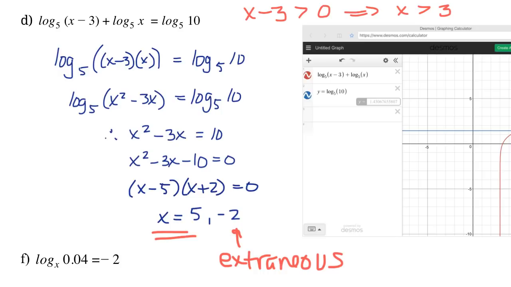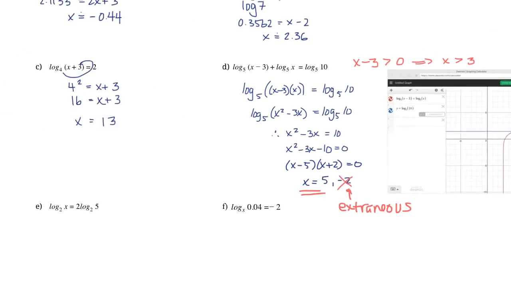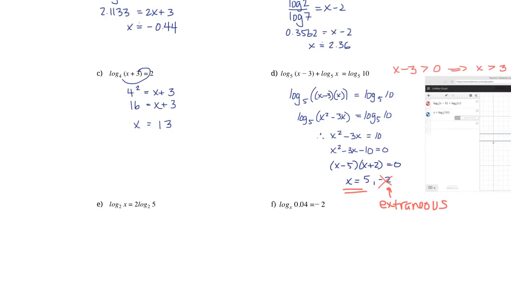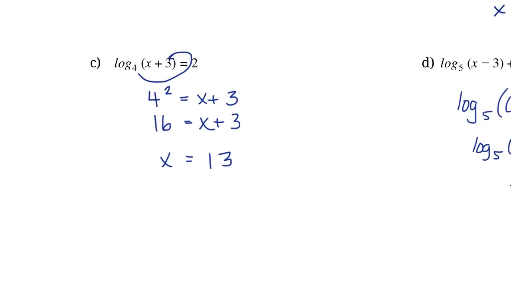So the easiest way to do this is get your solutions and then plug each solution back into your logs and see if it's going to make any of them negative. So it's a little bit of a check. And so in this case, our only solution is that x equals 5. x equals negative 2 is extraneous, so it is not a solution. We actually should have done this for the previous question too, but I didn't check that. We should actually check that 13 works, but 13 obviously makes that log positive, so we're okay.